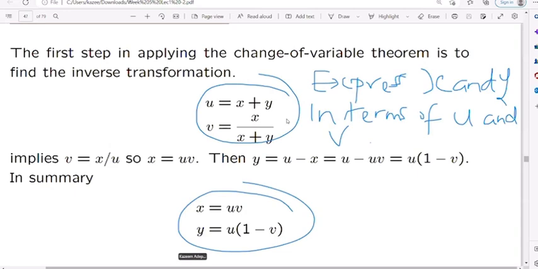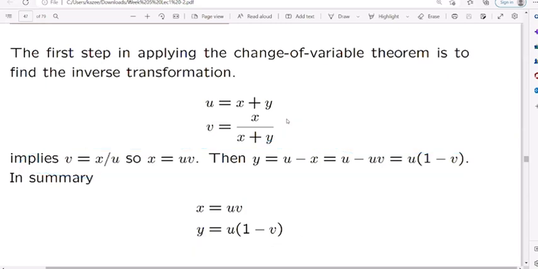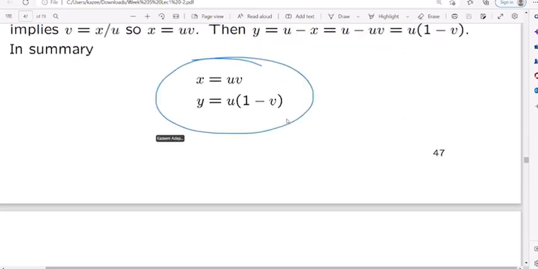What have we just done? We expressed X and Y in terms of U and V. So that's exactly what we did. When you go through all this, you're basically going to arrive at that. We just expressed that in terms of that. Now after that, what is the next thing? Because I need this to set up my Jacobian matrix.